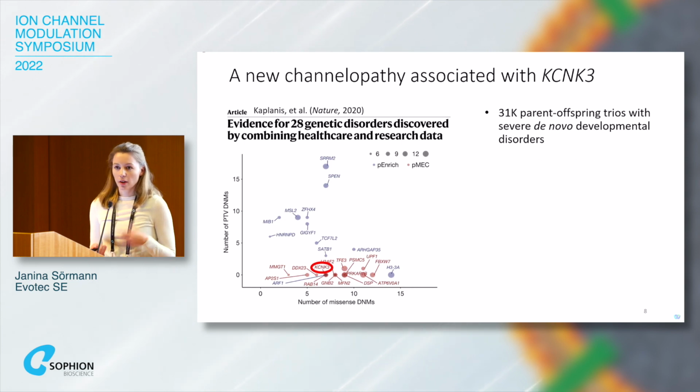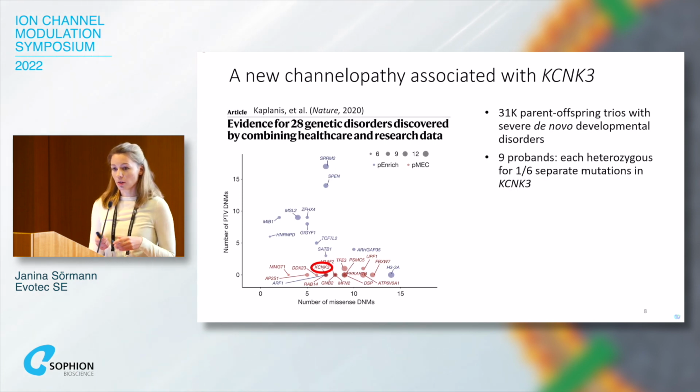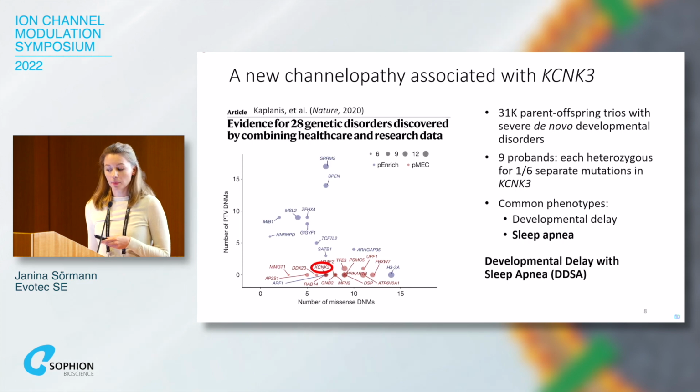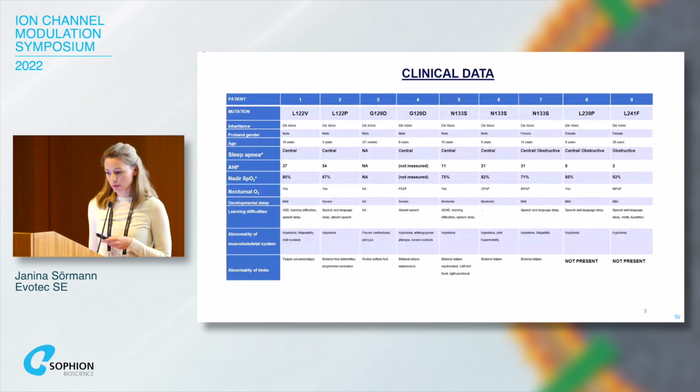They informed us that all probands with a missense mutation in TASK-1 also had sleep apnea. We investigated this further and found in total 9 probands, each heterozygous for 1 out of 6 separate mutations in KCNK3. They all shared a common phenotype of developmental delay and sleep apnea, and therefore we termed this disease developmental delay with sleep apnea, or DDSA for short.